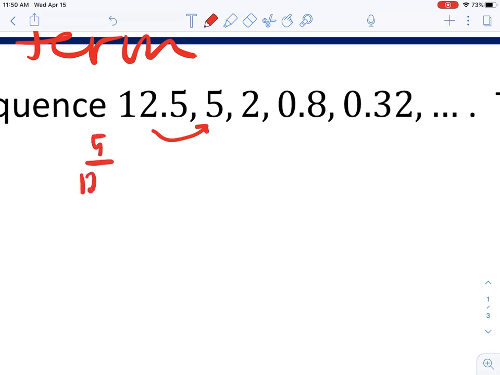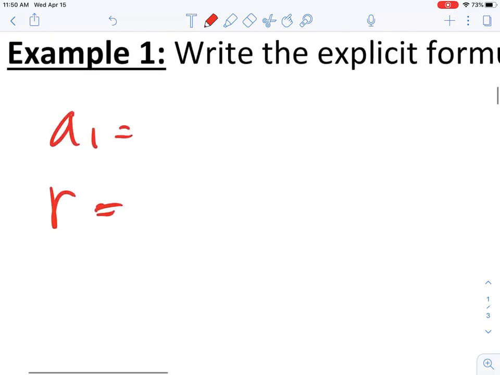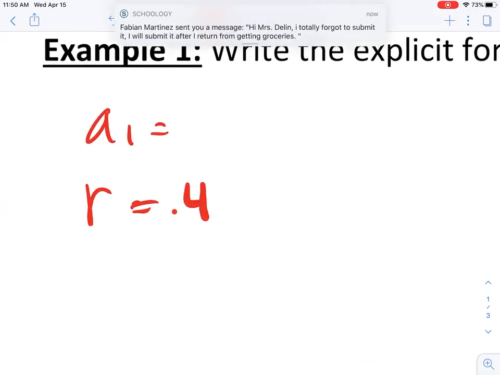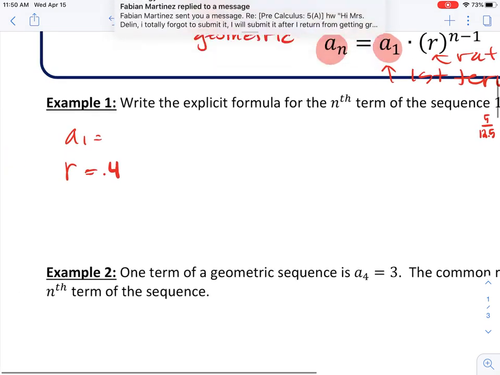So I'm going to go ahead and write it as a ratio. I have 5 over 12.5, which is ugly because it's a decimal inside of a fraction. So I'm going to go ahead and pop that in my calculator. And I get 0.4. All right, so I'm going to continue to see if it's 0.4. So now I'm going to check, is 5 times 0.4 2? It is. Is 2 times 0.4 0.8? It is. So now I know r is 0.4. My first term, 12.5. Got it.